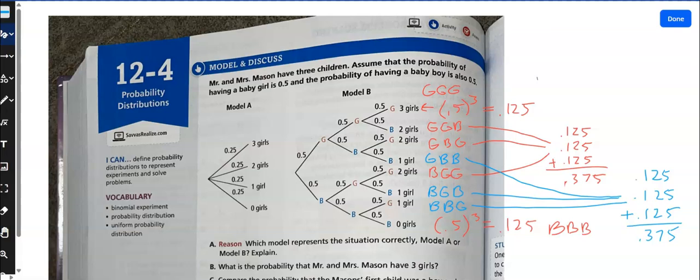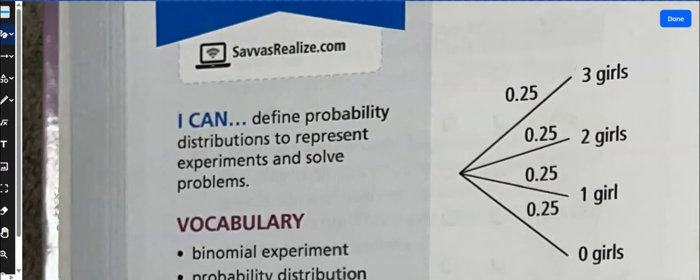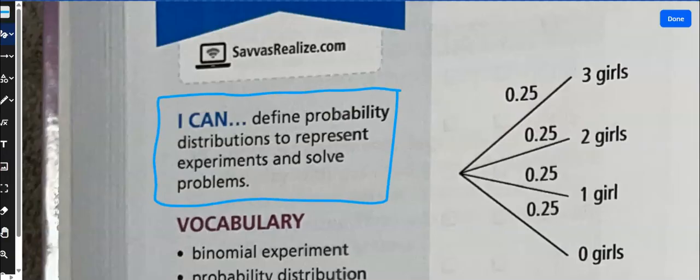Okay, section 12.4 is about probability distributions. How are these probabilities distributed? And specifically, if you look here at the learning target, we're talking about defining probability distributions to represent experiments. In other words, we're trying to understand what are the probabilities of different events and how are they distributed.